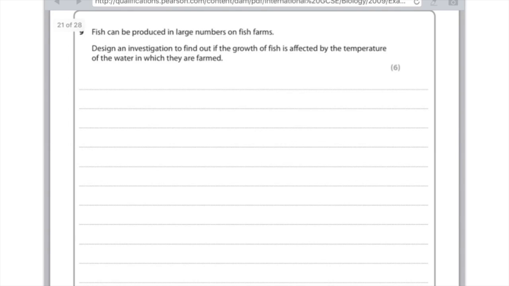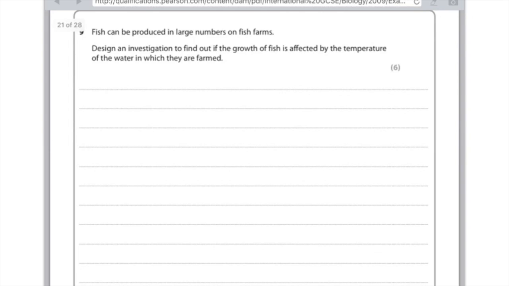Fish can be produced in large numbers on fish farms. Design an investigation to find out if the growth of fish is affected by the temperature of the water in which they're farmed. Right, you really need to be specifying all your independent, dependent and control variables here. So first of all, the independent variable, which is the thing that you change. So we're going to be using different temperatures here. In terms of the dependent variable, we're going to be looking at how much they grew.